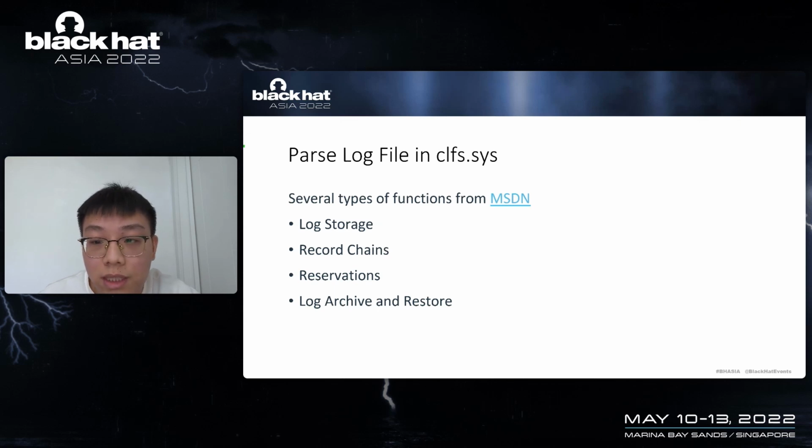After randomizing log file data, we need to call some functions to parse the log. We know from MSDN that there are the following types of functions: log storage, record chance, reservation, log archive, and restore. There are also some types of operation functions that can be found in MSDN or by reversing the CLFS system driver, so I don't list them all here.